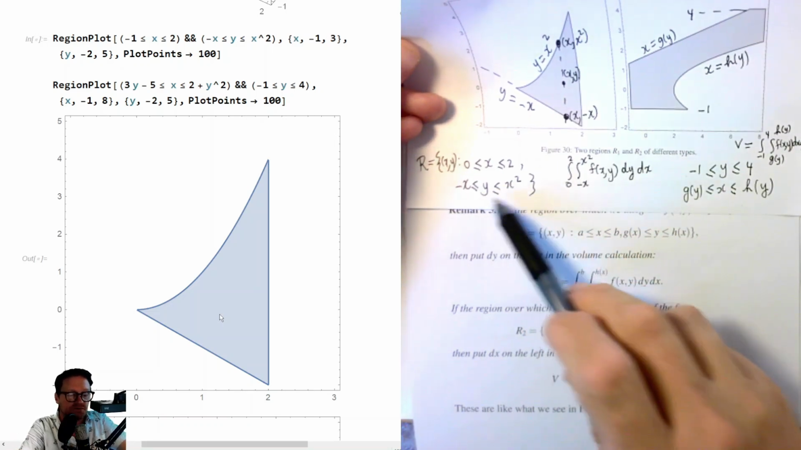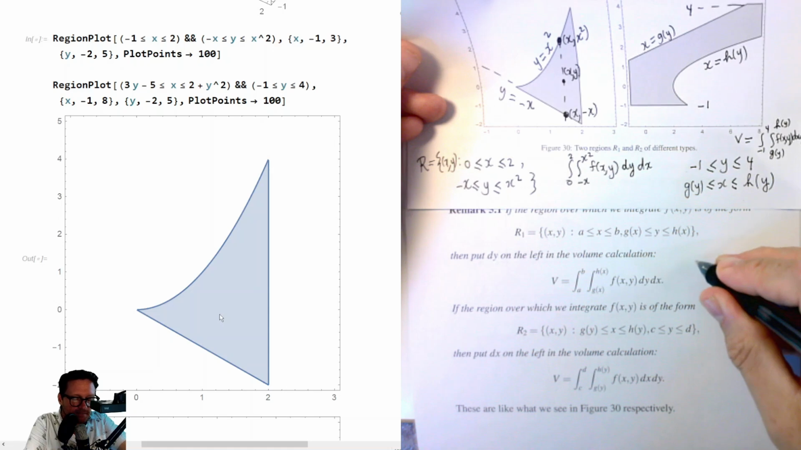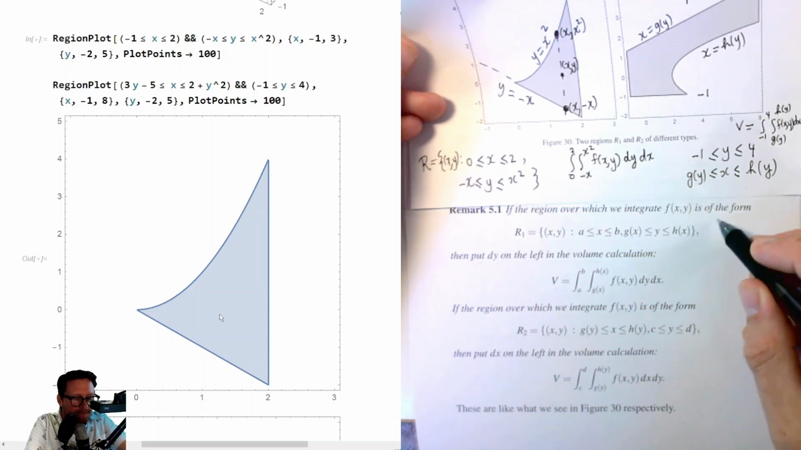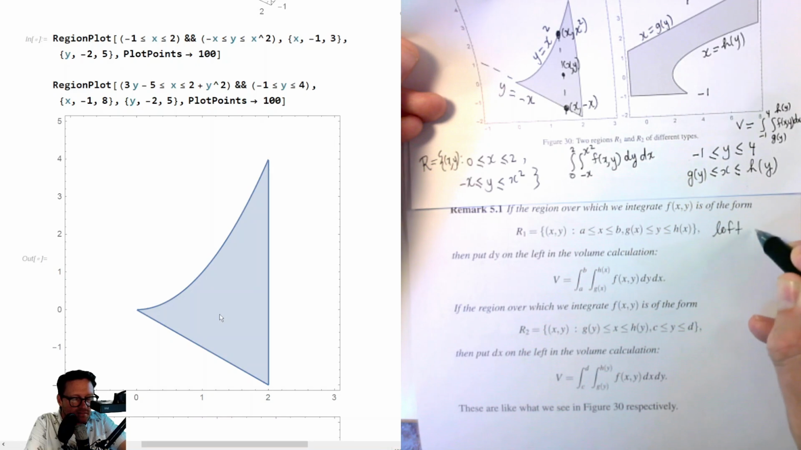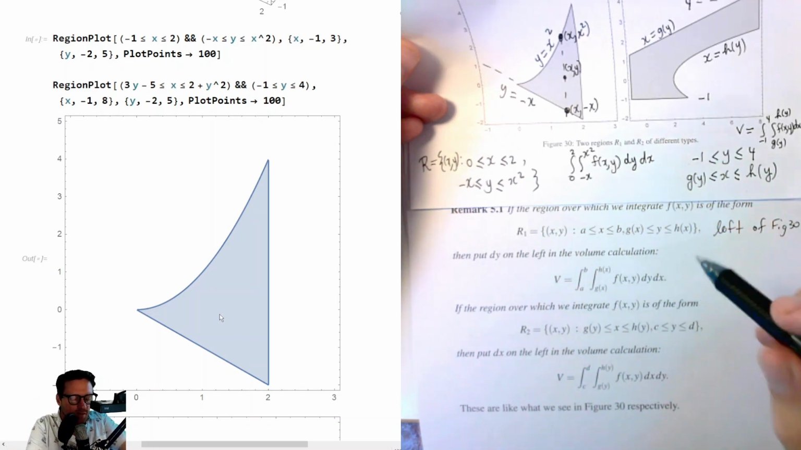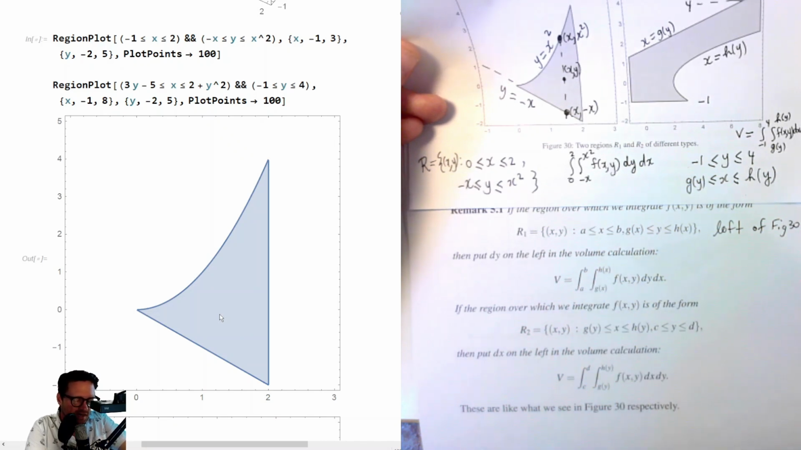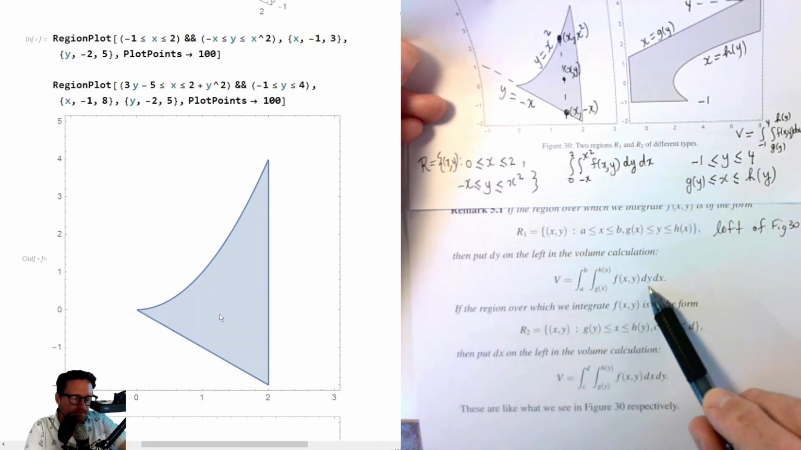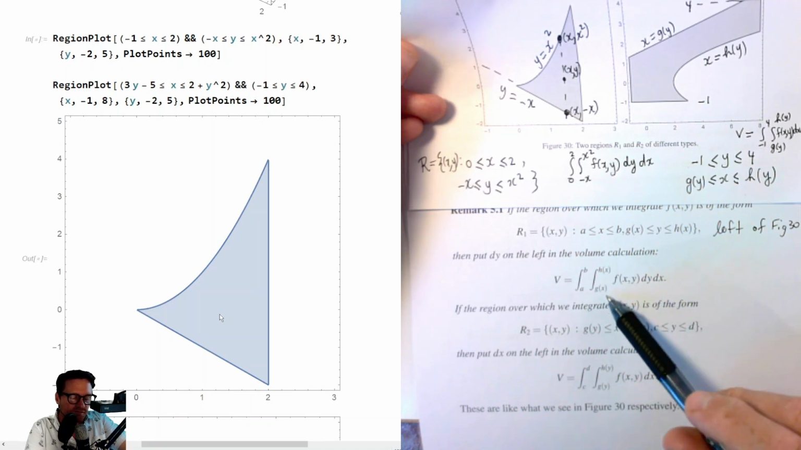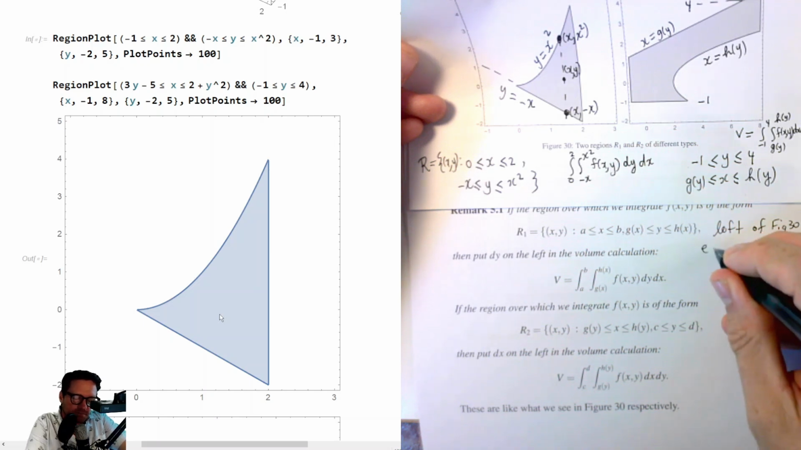well, here y is between two functions of x, right? So for example, this one, so let's say left of figure 30, and so when we do that, we put the constant values on the outside, and the letter that is between the two functions, we put that on the inside.